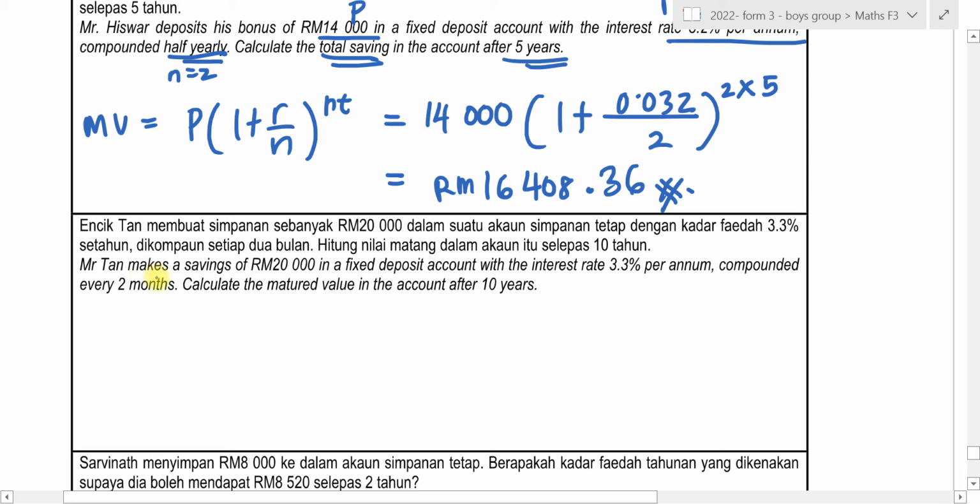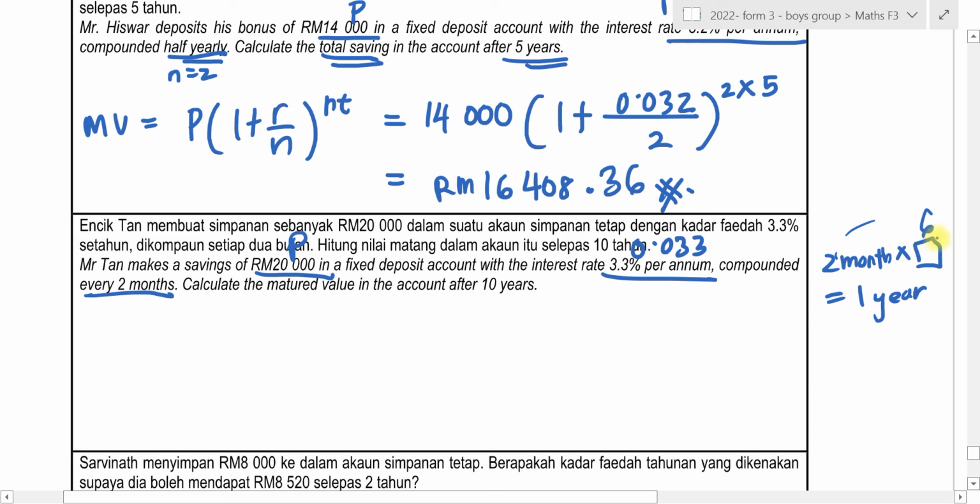Okay, Mr. Tan, is it a normal question? I think a normal question also. Mr. Tan makes a saving of 20,000, your principal, in a fixed deposit account with the interest rate 3.3, so 0.033. Compounded every 2 months. So every 2 months, 2 months times how many? You get 1 year, that means 12 months. So 2 times 6, so your N equal to 6. Easy. Calculate the matured value after 10 years. Your T equal to 10.